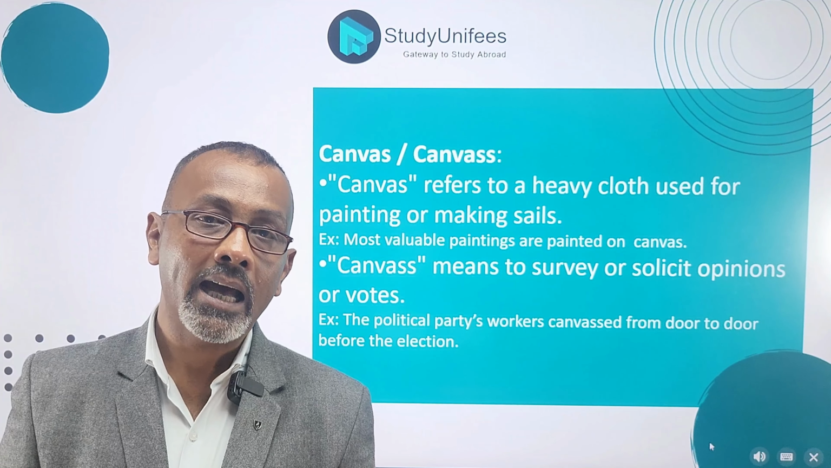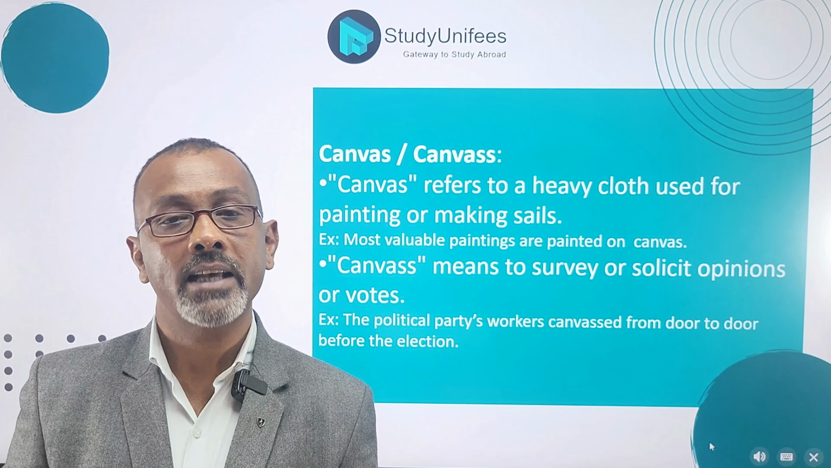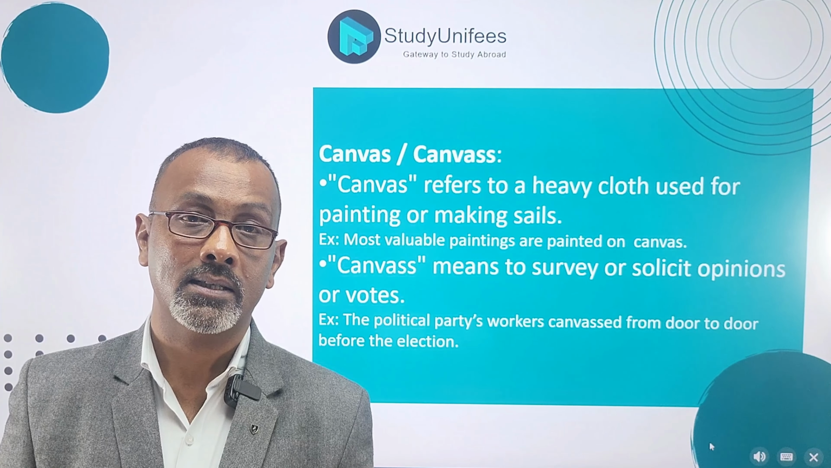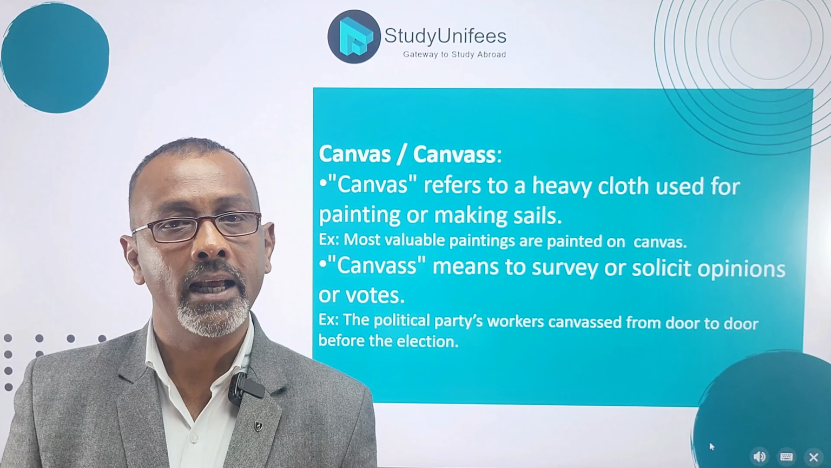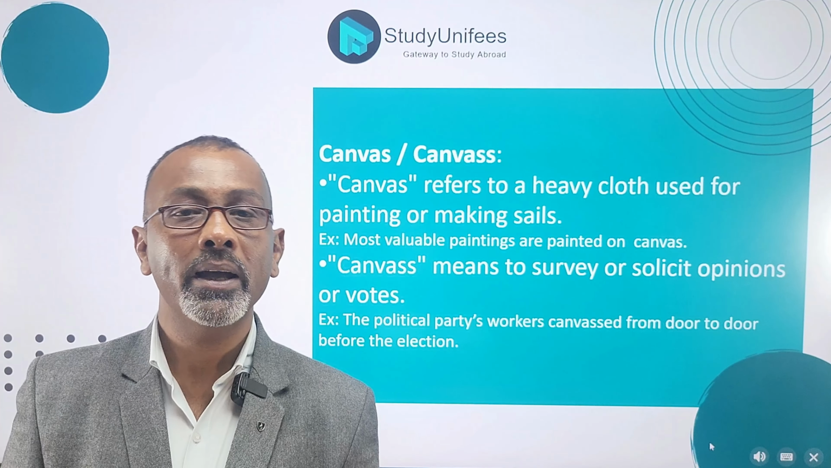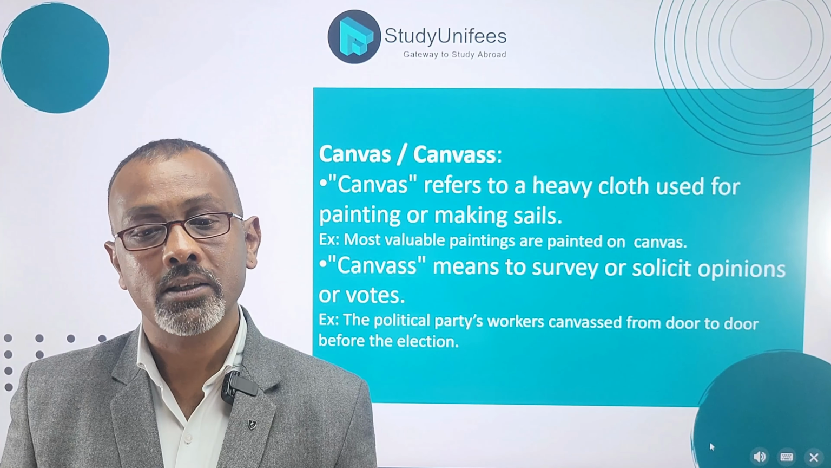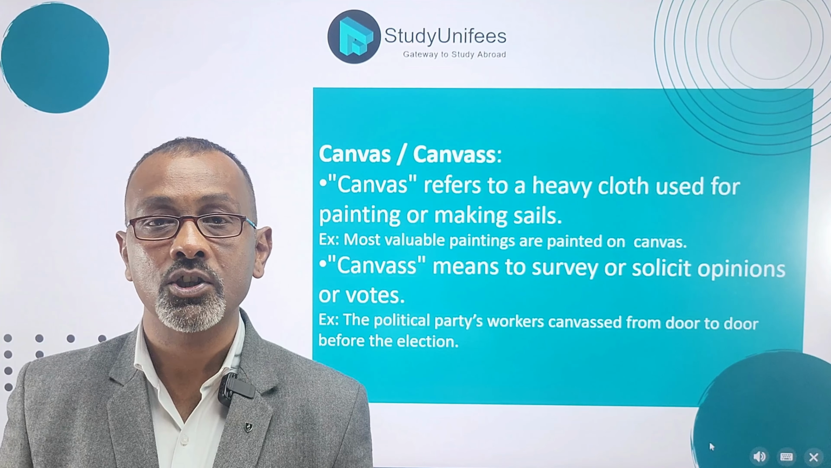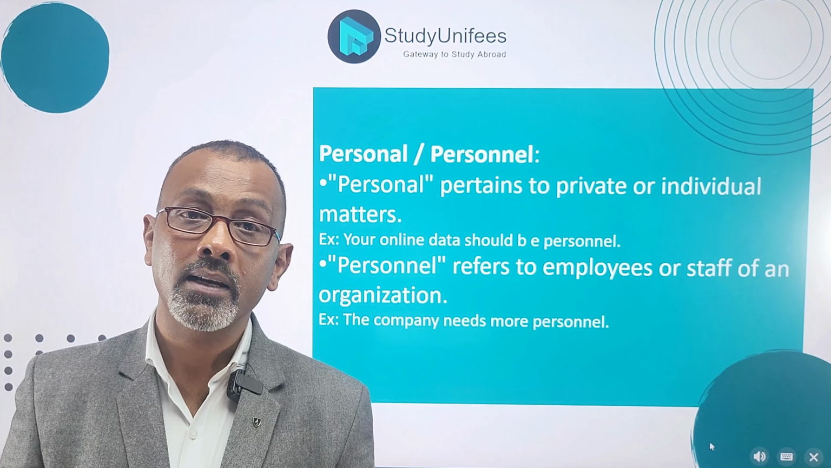Next, there is canvas versus canvass. Both these words sound almost exactly the same. However, canvas with one S is a rough kind of cloth, usually used for making tents, more commonly used by painters to paint their paintings. The second one, canvass, with 2 S's, is basically surveying people or getting their opinions before an election.